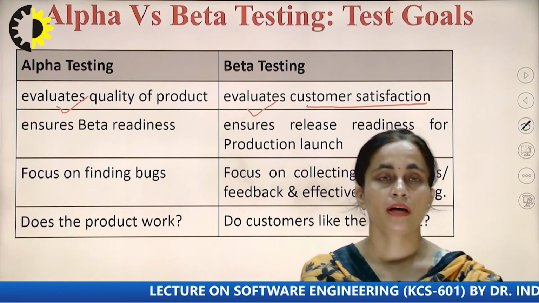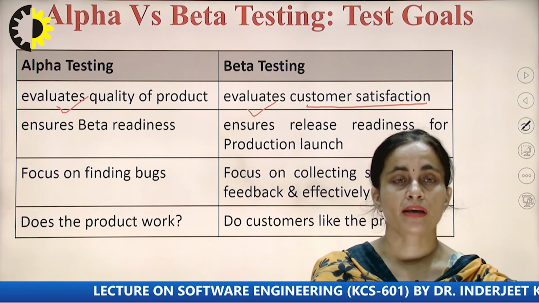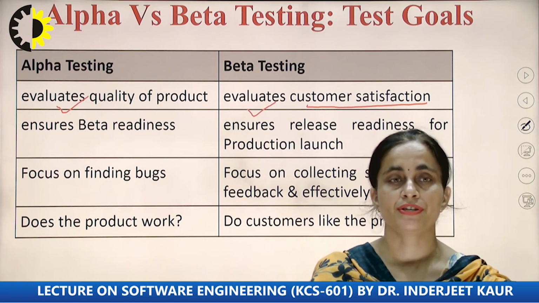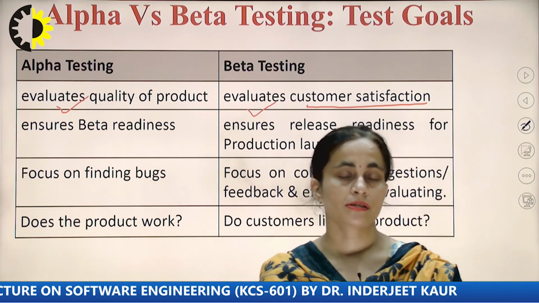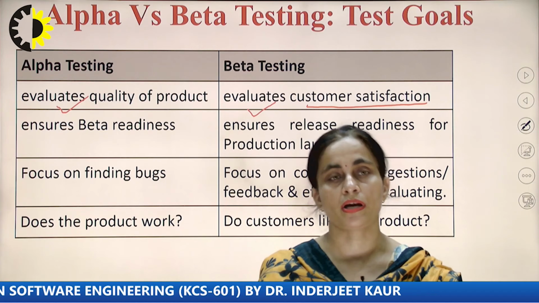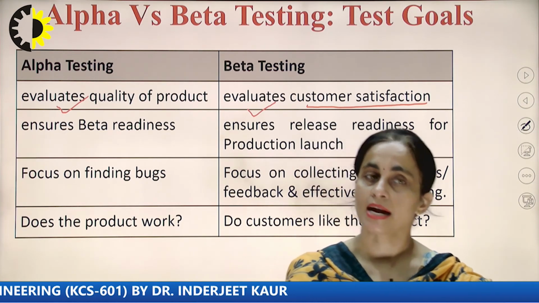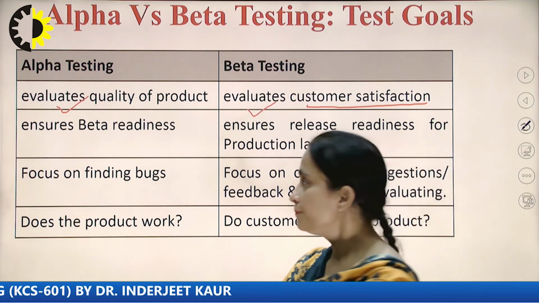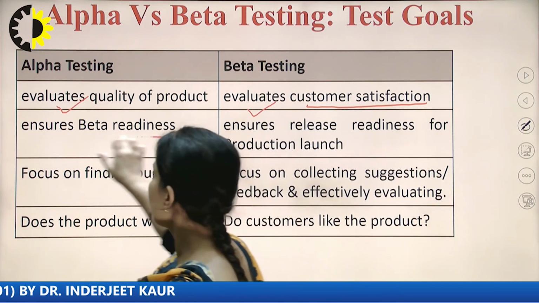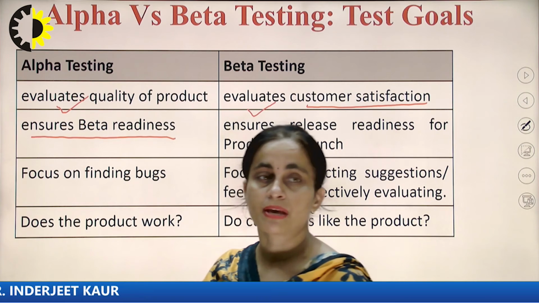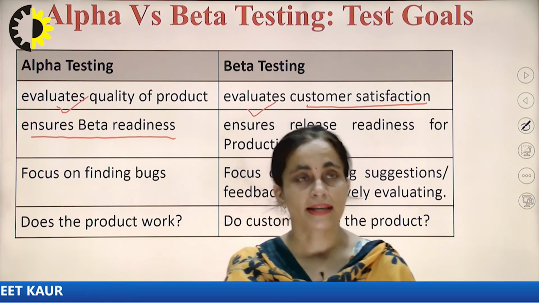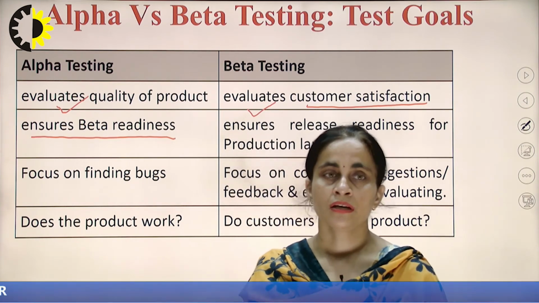When we want our product to be released officially, we want it to be distributed to more and more customers. Our motto is to have customer satisfaction. Alpha testing ensures beta readiness, meaning our product is ready to be delivered to the customer.